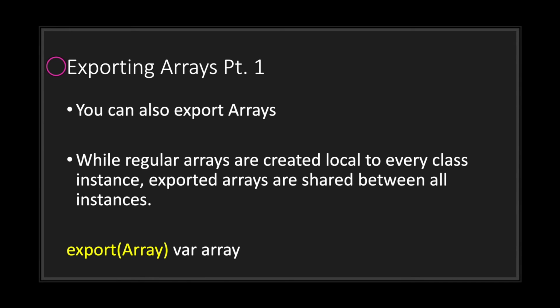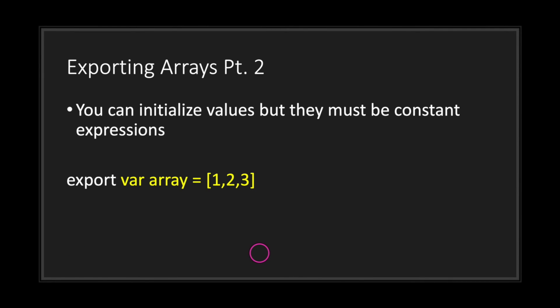Lastly, we have arrays. Keep in mind that while regular arrays are created locally to every class instance, exported arrays are shared between all class instances. There are two ways to export an array. One is to use the export keyword followed by the array keyword. This will assign an empty array. Or you can initialize values to your array, such as the following. However, keep in mind that your values must be constant expressions.